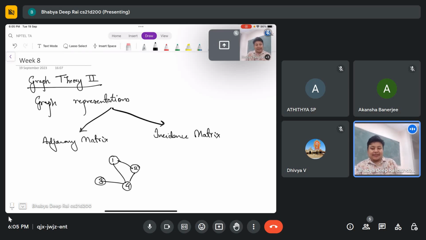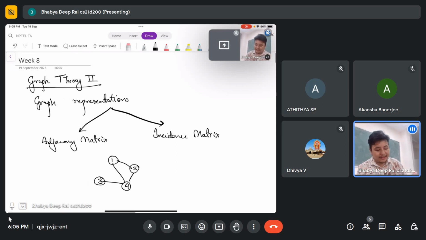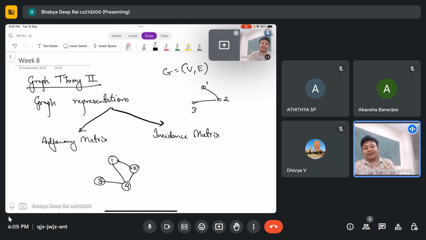I'll not dabble too much in the details, but just for the sake of it, what is a graph? A graph is a set of vertices and edges. Vertices can be represented by nodes, and edges can be represented by lines between nodes, which show the relationship between two vertices. So this shows that 1 is related to 2, is related to 3, and so on. So it is a way of describing relations, right?